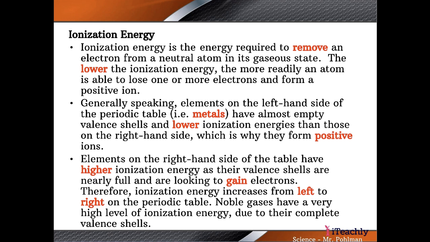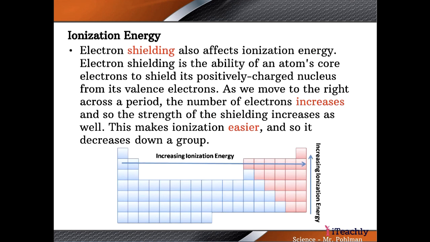All right. Therefore, ionization energy increases as you go from left on the periodic table to the right. Now, you are going to notice that the noble gases have extremely high ionization energies. Why is that? Do they want to form compounds? No, they're chemically stable. They don't want to do that. All right, here we go. Electron shielding. Electron shielding is going to affect your ionization energy. What exactly is this electron shielding?